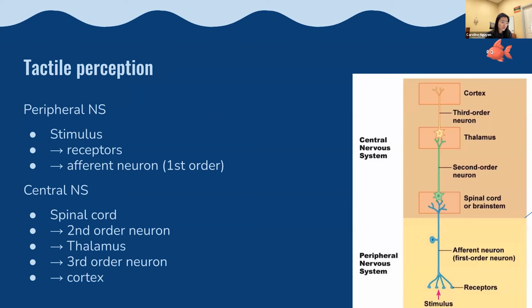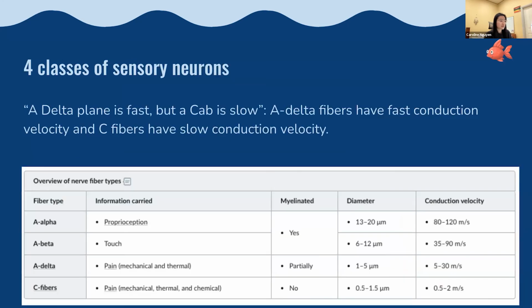We've got the peripheral nervous system and the central nervous system. The peripheral nervous system takes care of moving the stimulus and interpreting that information, sending it to the afferent neuron. And the central nervous system interprets information from the spinal cord and sends it to the cortex. Well, essentially, the cortex is the one that's interpreting. All the other things in between are just transporters of the information.